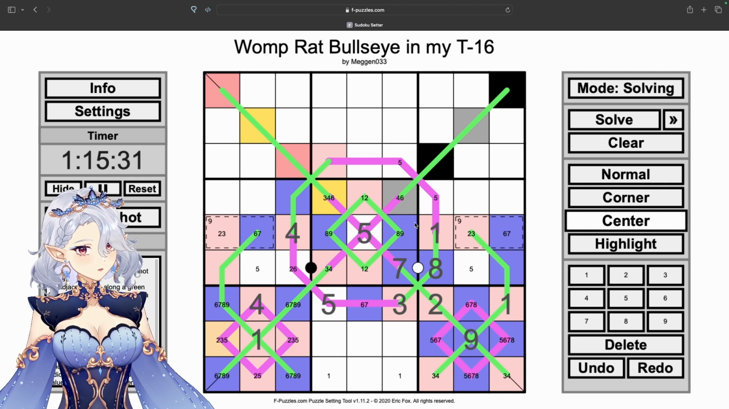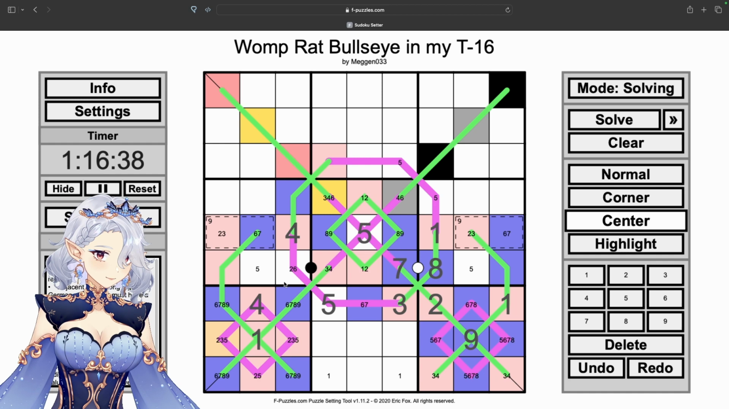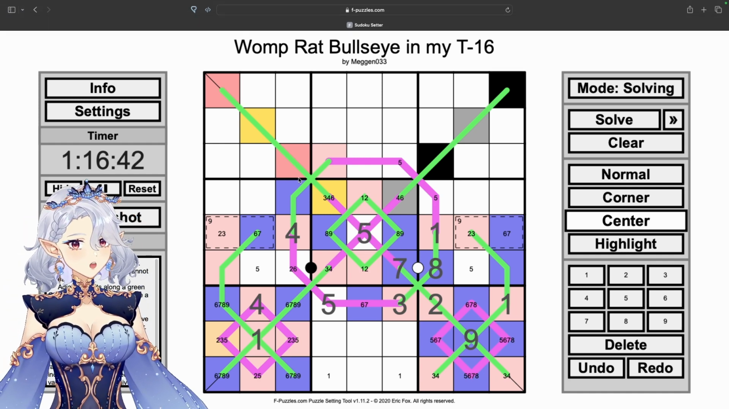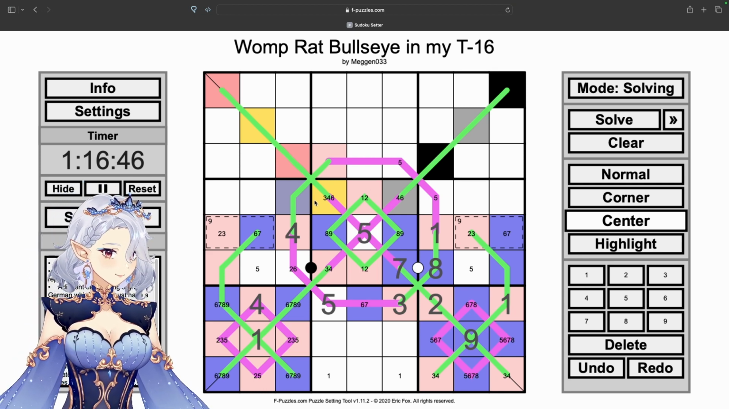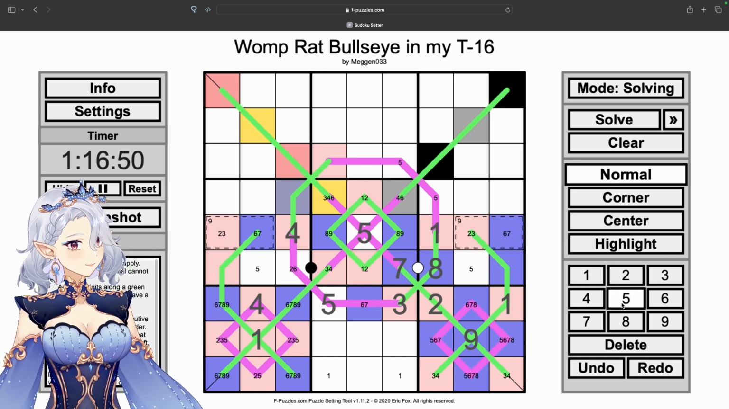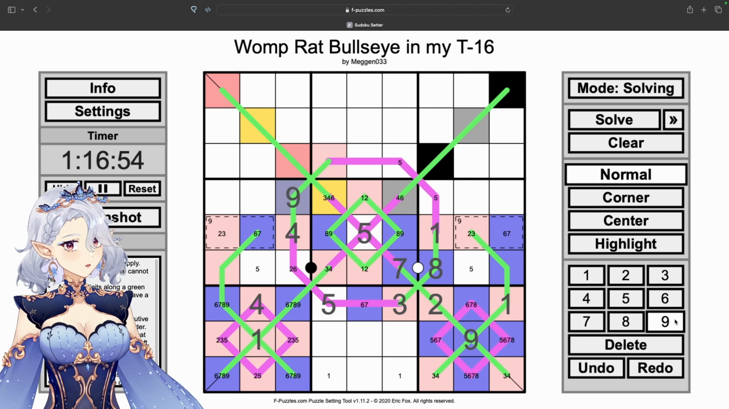Anything else? No. I think here the only one that's 5 away from 4 is 9. 1, 2, 3, 4, 5. Yes. So this one has to be 9.